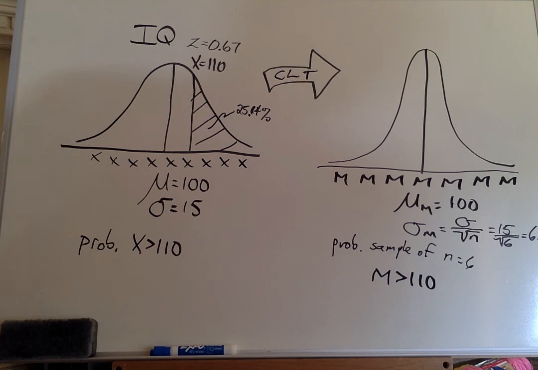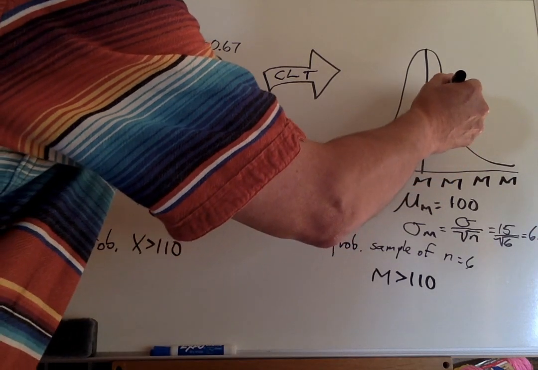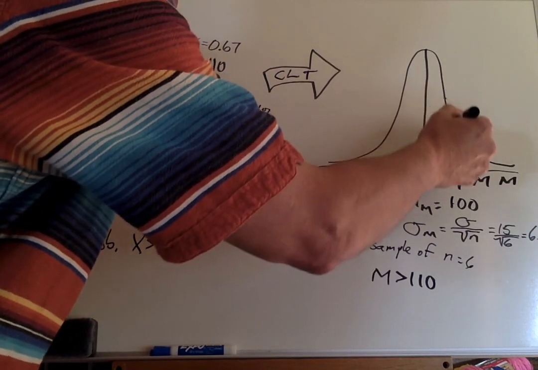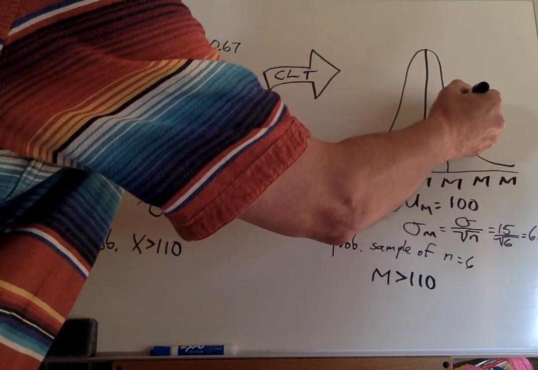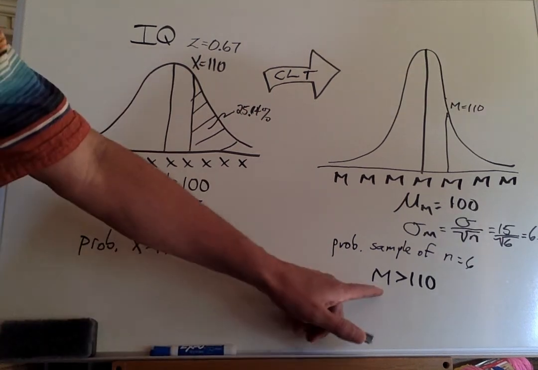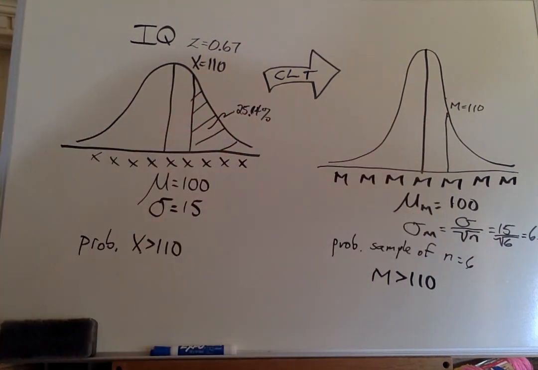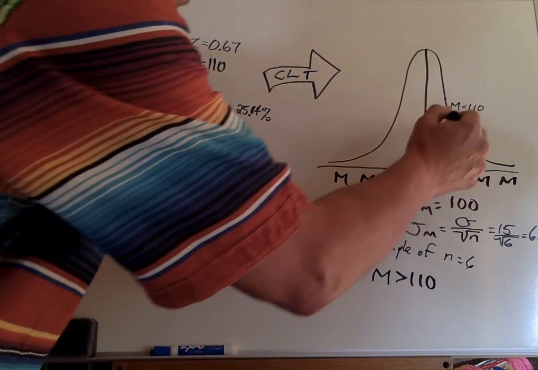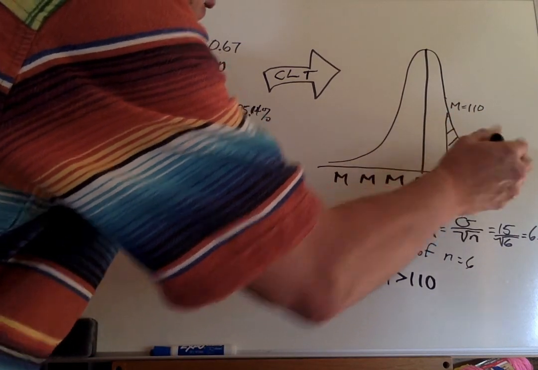Okay? Now, the question here is my mean of 110, because I want to know what's the probability that I'm going to get a sample of 6 people whose IQ, the average for the group, is greater than 110. So this is what I'm looking at here.